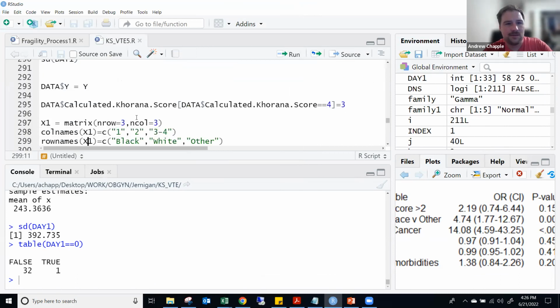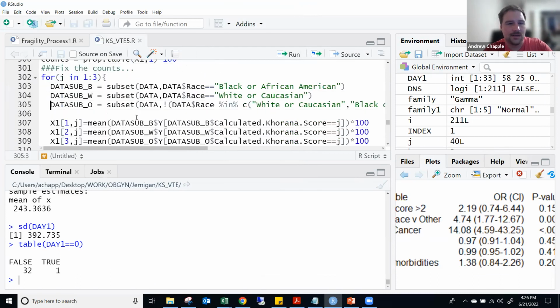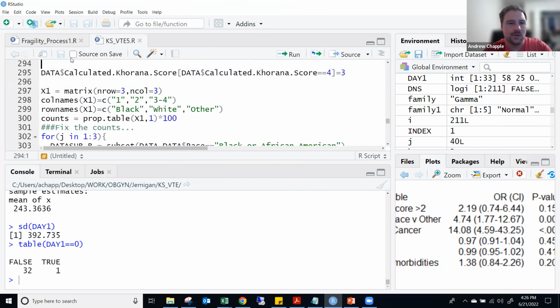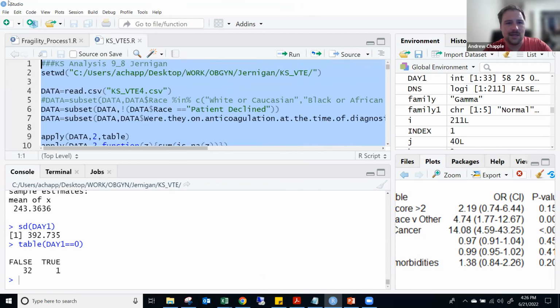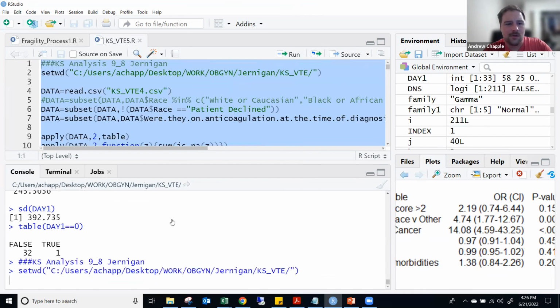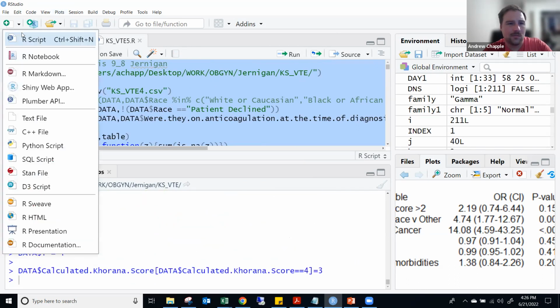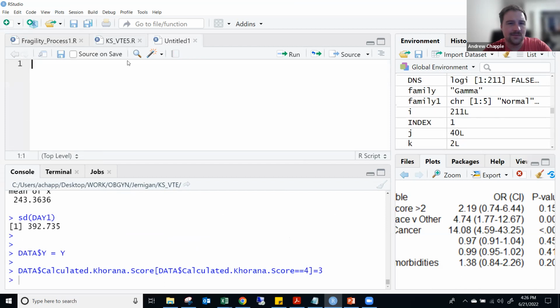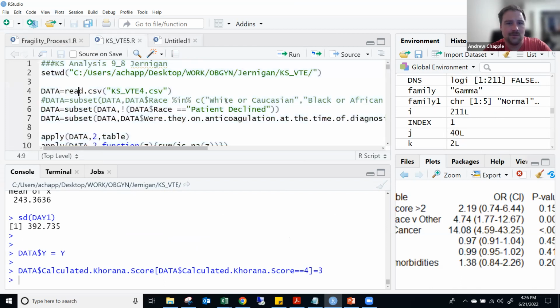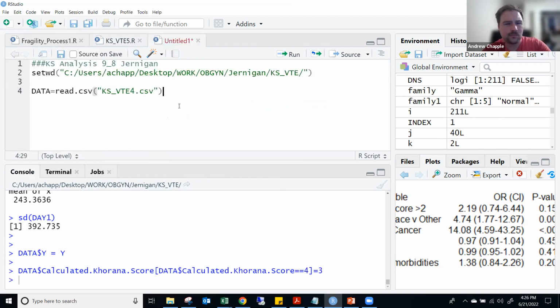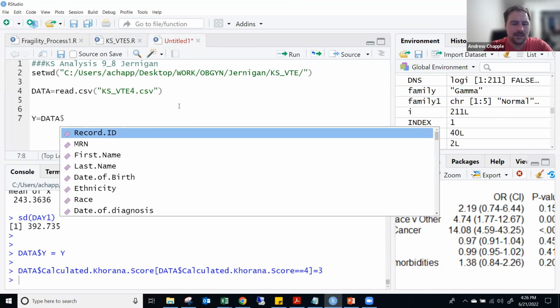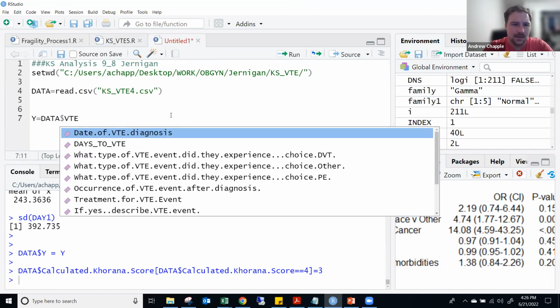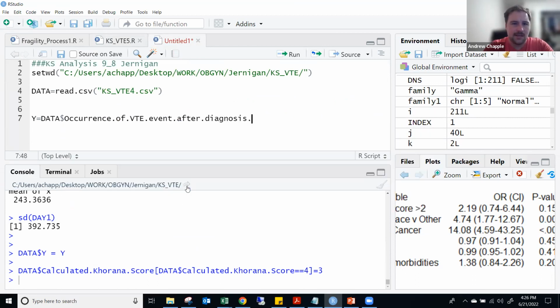So here I have this data set, and I can show you how I deal with this. If I run all the way through, my data set is called KSVTE. I can actually give you code to read this in. So I have KSVTE, and I want to predict y equals data VTE, occurrence of VTE event equals yes.